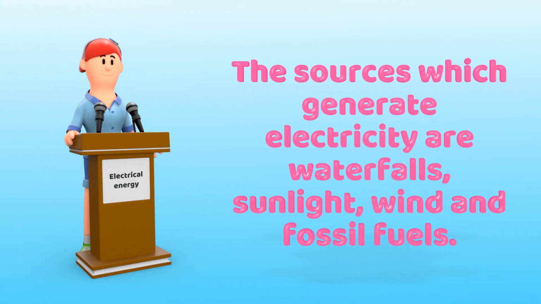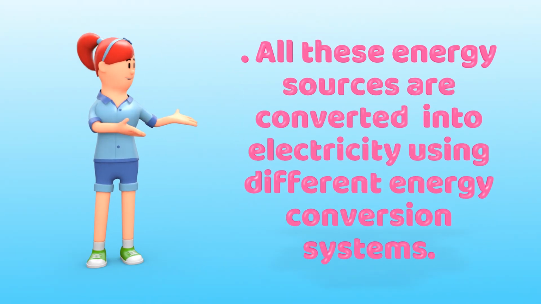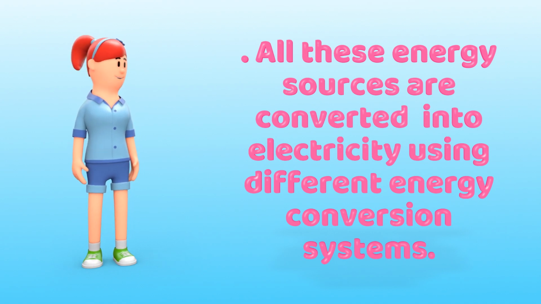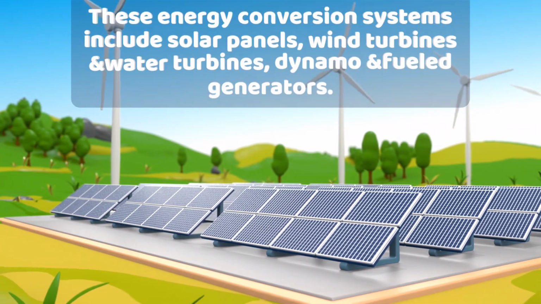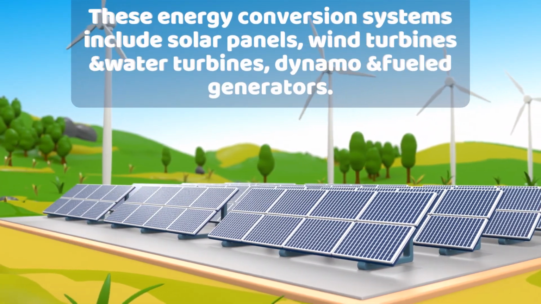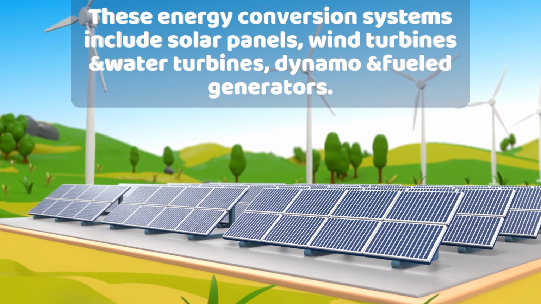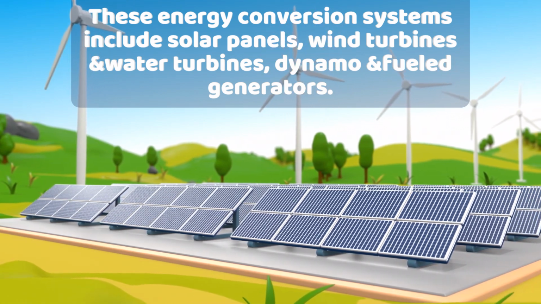Okay class, let's talk about electrical energy. The sources which generate electricity are waterfalls, sunlight, wind, and fossil fuels. All these energy sources we mentioned are converted into electricity by using different energy conversion systems. These energy conversion systems include solar panels, wind turbines, water turbines, dynamo, and fuel generators.